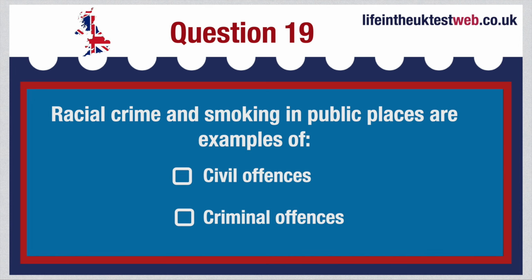Racial crime and smoking in public places are examples of civil offences or criminal offences. The correct answer is racial crime and smoking in public places are examples of criminal offences.